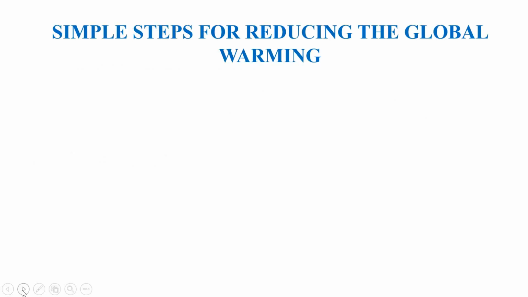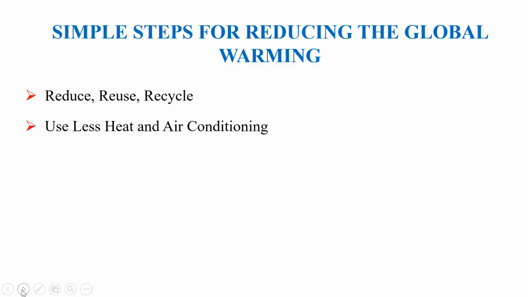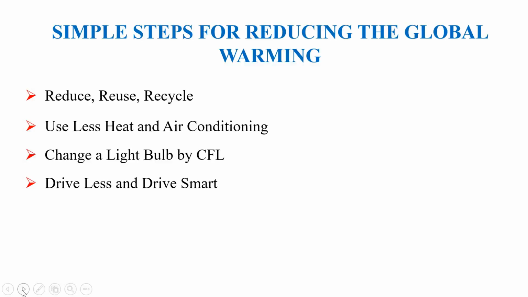Next point is simple steps for reducing global warming. First one, reduce, reuse, recycle. The most important first step is reduce, reuse and recycle. Next is use less heat and air conditioning. Next is change a light bulb to a CFL. Next step of reducing global warming is drive less and drive smart.